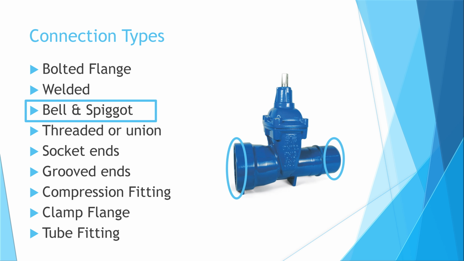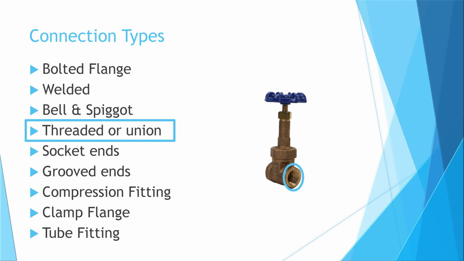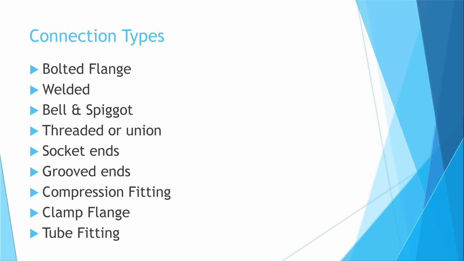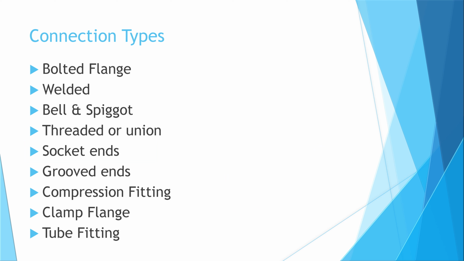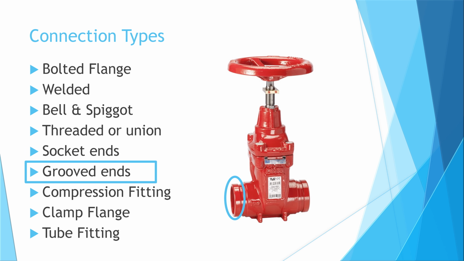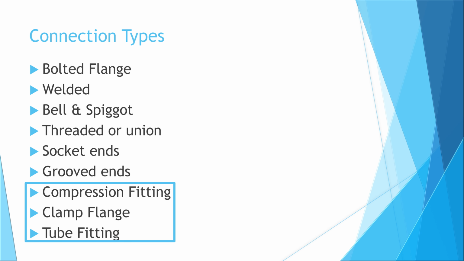There's bell and spigot connections. Pretty self-explanatory as seen in the picture. There's threaded connections or union connections. There's socket end connections. There is groove connections, seen here in a fire protection application. And finally, sometimes you'll find compression fittings, clamp flanges, and tube fitting connections on smaller domestic gate valves.